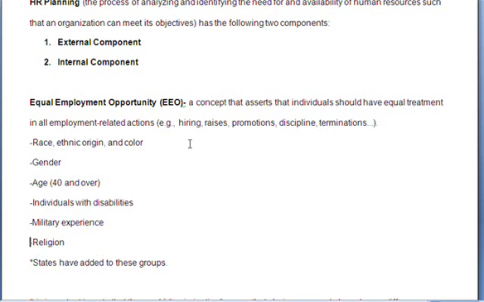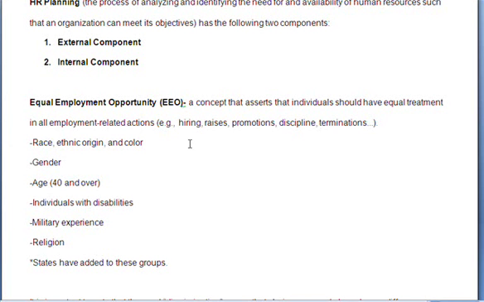They are protected as well. Gender: you cannot be discriminated against based on your gender. You cannot be discriminated against based on your age, for those 40 and over. So if a company decides they don't want to hire you because you're 33, you do not have a case.